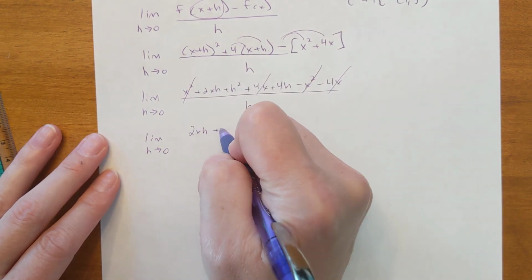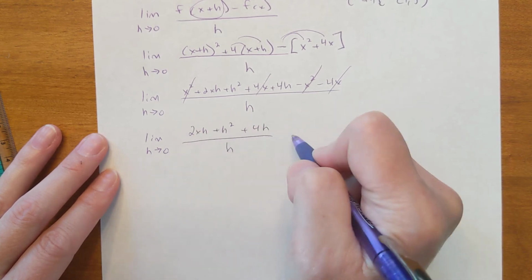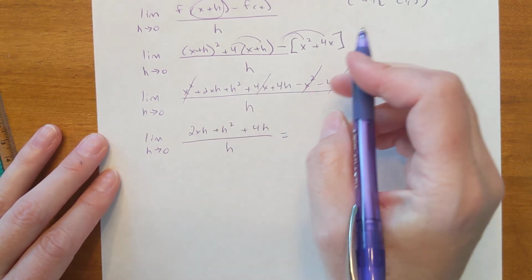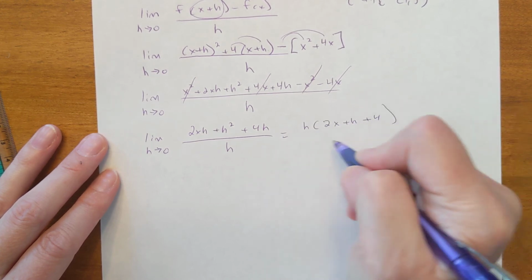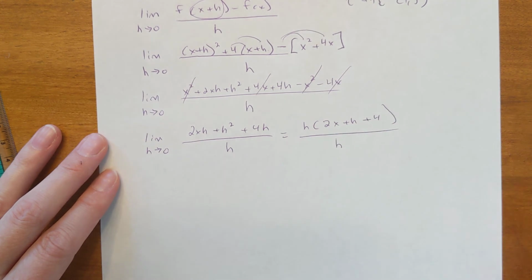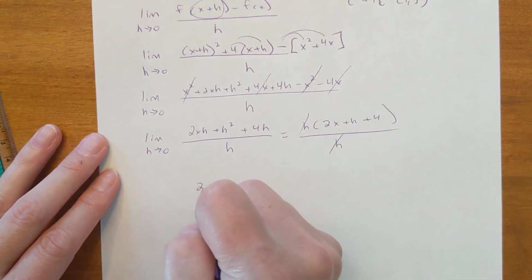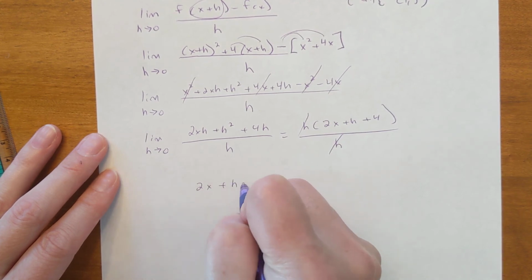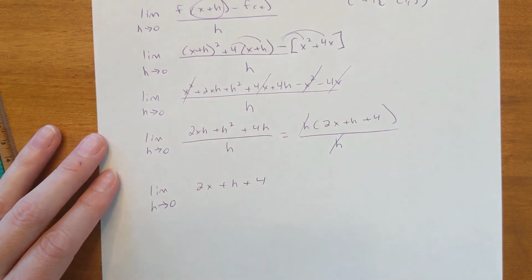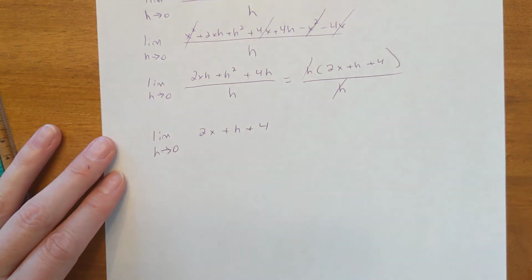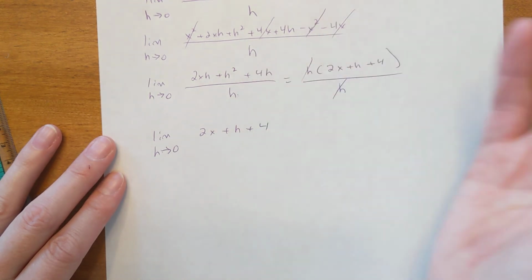2xh plus h squared plus 4h divided by h. Then we can factor the h out, just like we did before, and divide that by h. Then you'd be left with 2x plus h plus 4. So as the limit approaches 0 of h, you can just plug it in now. We couldn't plug it in before because you would have divided by 0. If you put 0 in right here, that's no good.